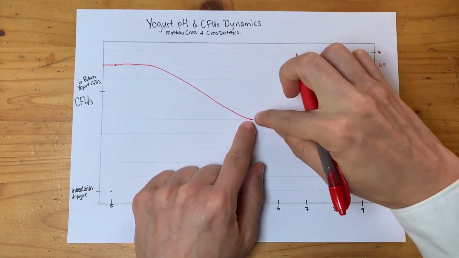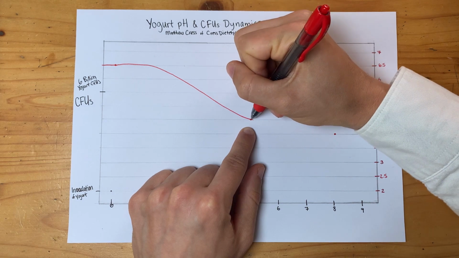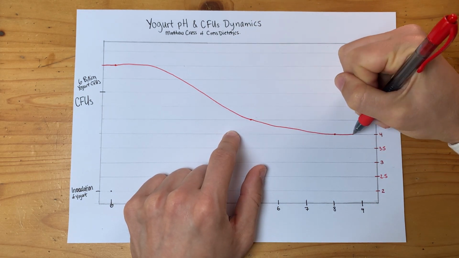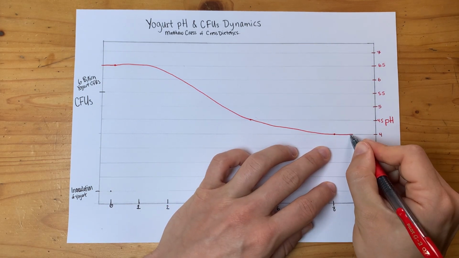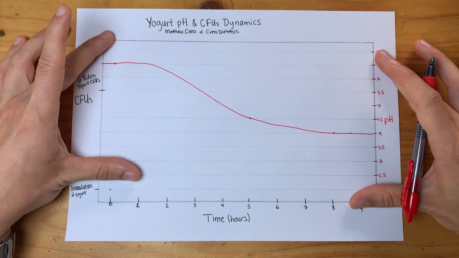Okay. And so then eventually it's just going to kind of peter out, and we're going to do one of these guys right here. Oh my goodness, that looks so good. All right. That is what our pH line is going to look like.